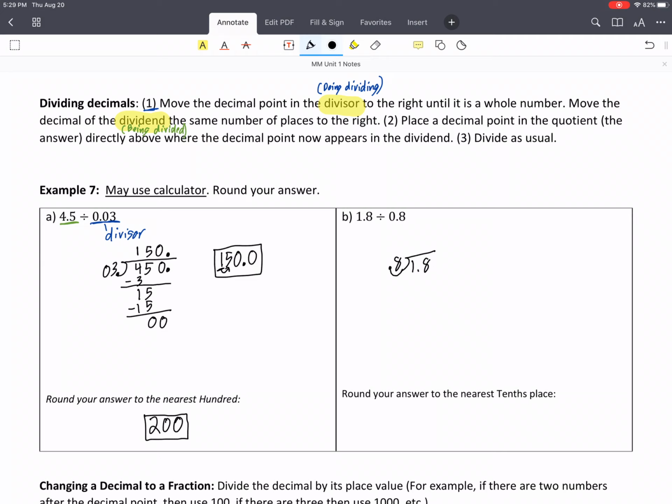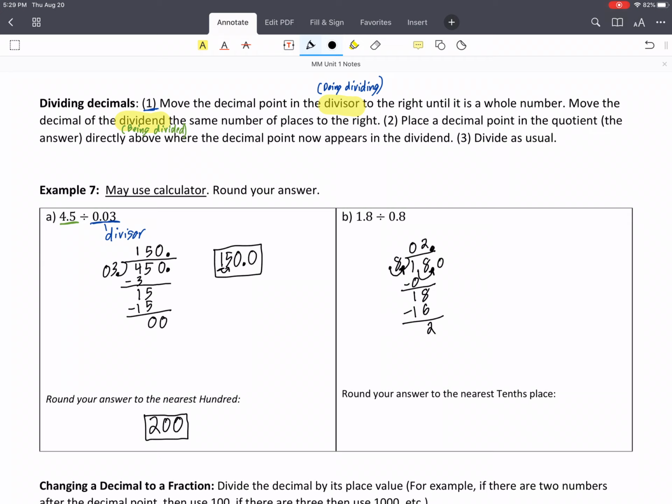So then we move this decimal over 1 place. We move this one over 1 place. And we need to put a decimal right above it. Okay? So does 8 go into 1? Nope. So 0. So we do minus 0. Extra steps just for wanting to show you what's going on. Now we see how many times does 8 go into 18? It would be 2 times. 2 times 8 gives us 16. So now we subtract that, we get a 2.